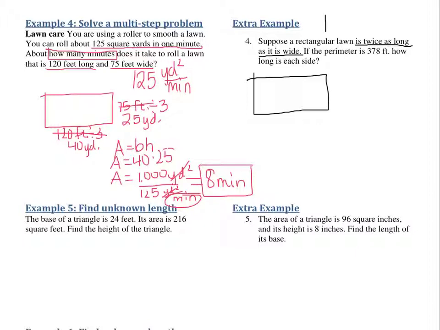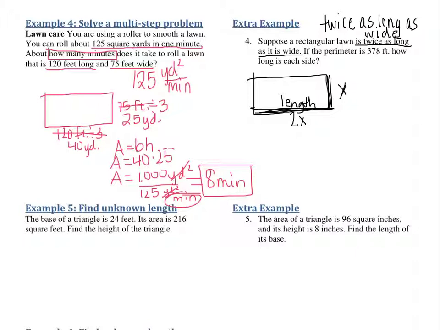So this is twice as long as wide. So if it's x wide, it's got to be 2x long. That shows me that this right here, my length, is twice as big as my width is.